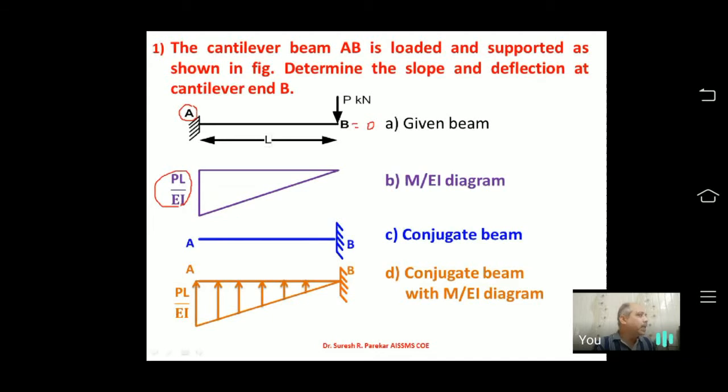So now these 4 diagrams play a very important role. We have the given beam, M by EI, and the conjugate beam with the M by EI diagram. If your EI is not constant, then you have to go for one more diagram. So we have the M diagram and another M by EI diagram. Today, in all the problems we have taken, we have considered EI constant. Now we will go to the next.